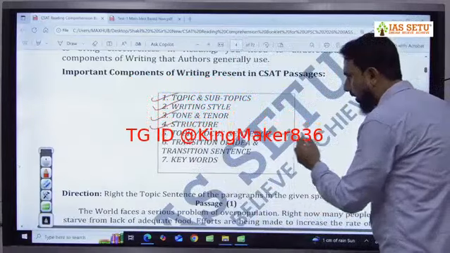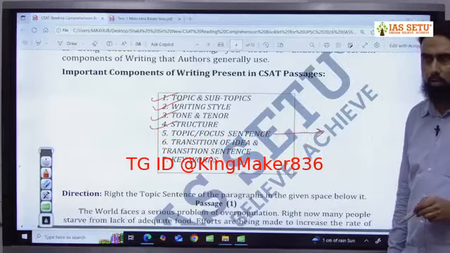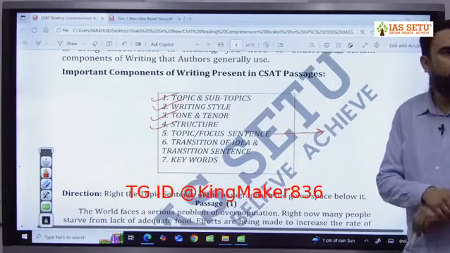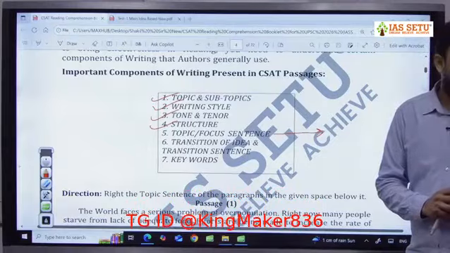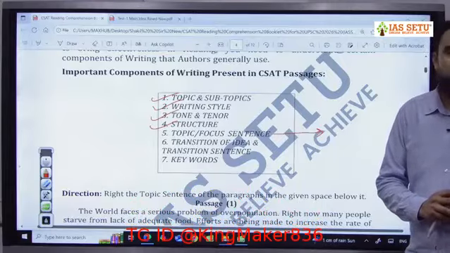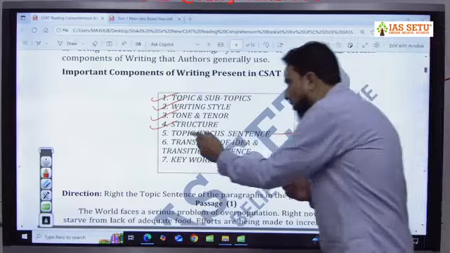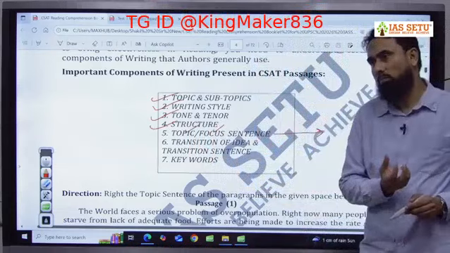Now, this point, number 5, topic or focus sentence. Not necessarily that in all types of written communication there will always be a topic or focus sentence. It's not like that. But yes, in persuasive writing, you will certainly come across a topic or focus sentence. As the name suggests, the topic or focus, it means it will hold the very core of the argument.